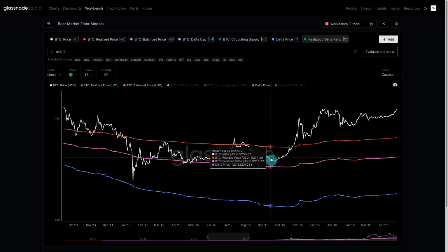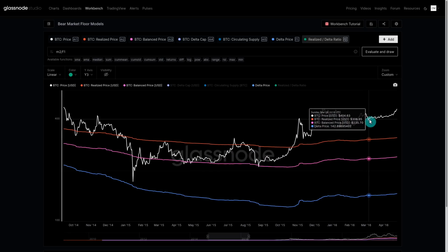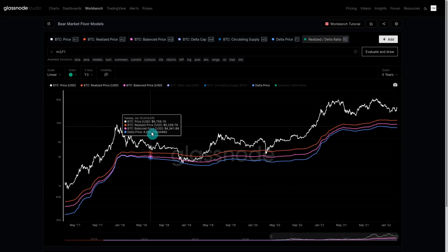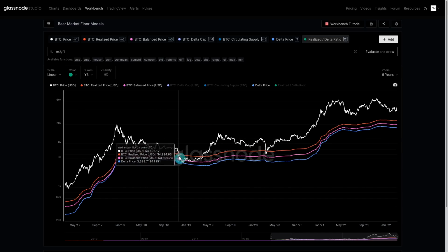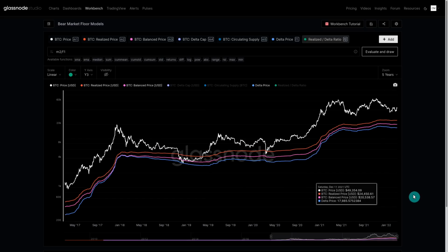We tested it again until we finally managed to break above the cost basis and away we went. So let's zoom into the next 5 years. And you can see that we broke down below in November 2018, and it wasn't until April 2019 that we got back above the cost basis.